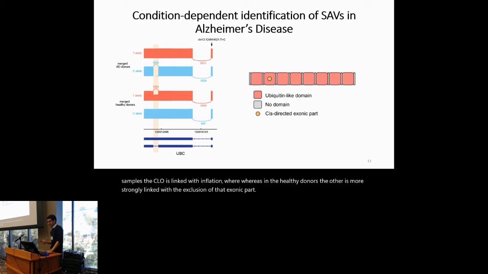And this splicing event, of course, is very significant because the exclusion of this region disrupts one of the ubiquitin domains of the ubiquitin C gene. The disruption of these ubiquitin-like domains disrupts the free ubiquitin pool within the cells that is involved in protein degradation.